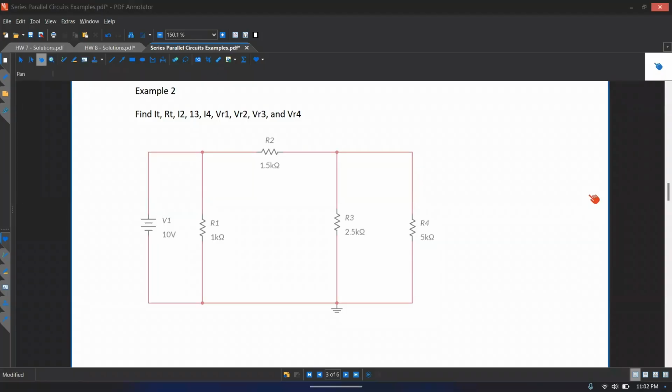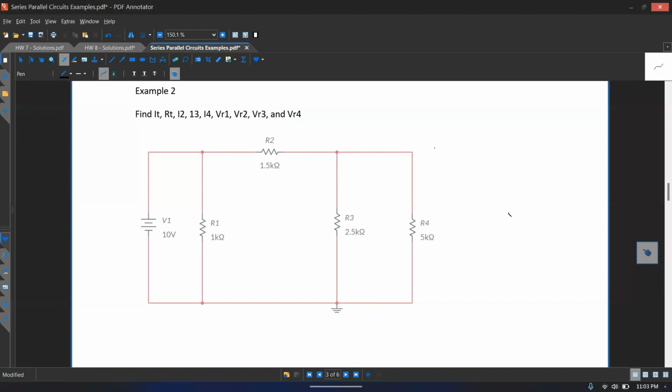All right, so for example 2, we take a step back and look at what we have going on. Can't really identify anything right here, but if we go towards the end, you can see that we have R3 and R4. They are connected by the same two nodes, and therefore these two are in parallel. So let's go ahead and add those two in parallel first.